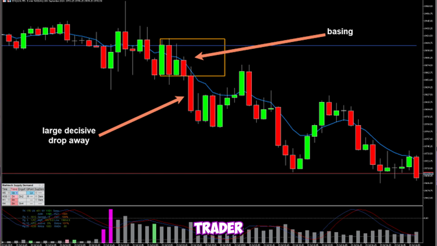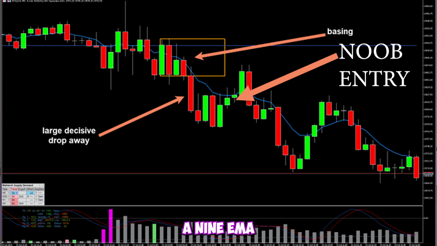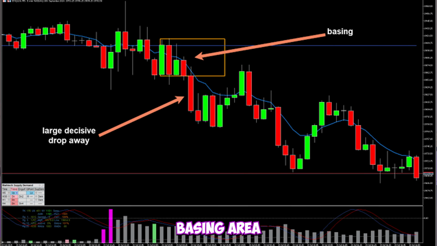So the noob trader who shorted at the 9 EMA usually has some blinkers on, and they didn't do this sort of analysis. If they had, they would have seen the basing area followed by a bigger decisive drop away from the level, and then they would have marked off that supply where we would expect to see the same type of reaction, especially on the first touch of that zone.